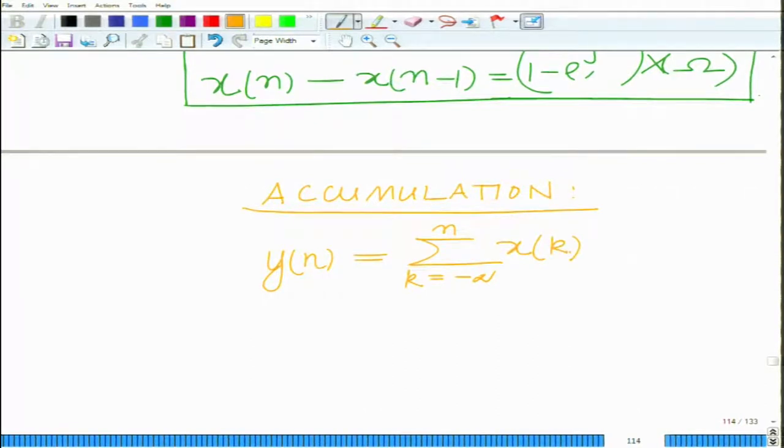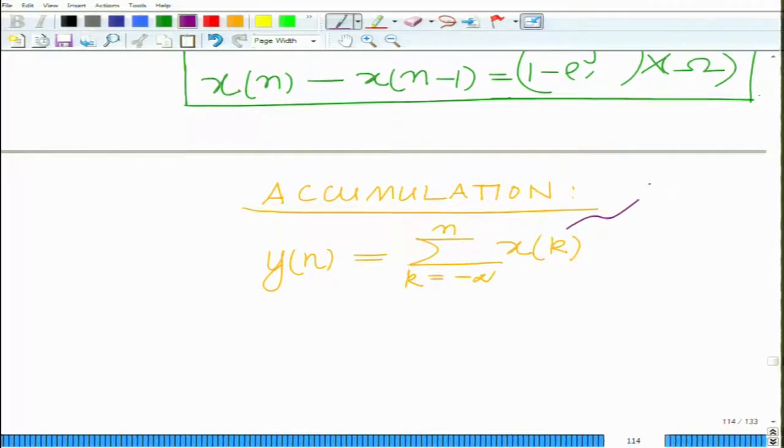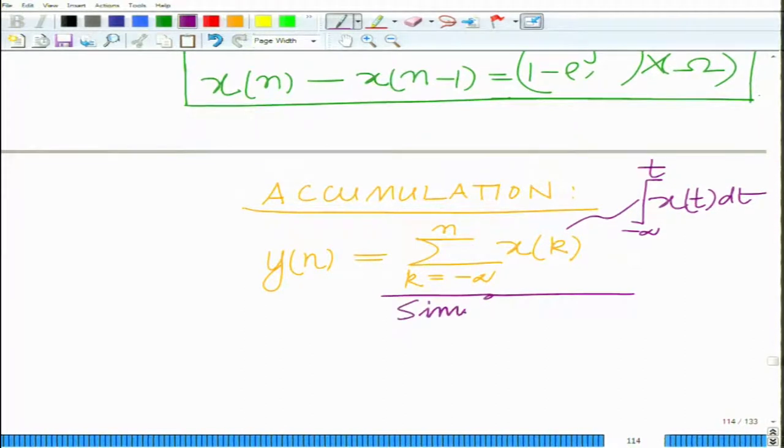That is, you are accumulating all the samples of the signal x k until sample n. You can see this is very similar to the integrator, which basically integrates the input signal x t. The corresponding system for a continuous time signal is an integrator. So basically it integrates or accumulates the signal up to a certain time. In discrete time, we are accumulating all the signal samples. So if you look at the continuous time analog, that is the integral from minus infinity to t of x t dt. So this is similar to the integrator.